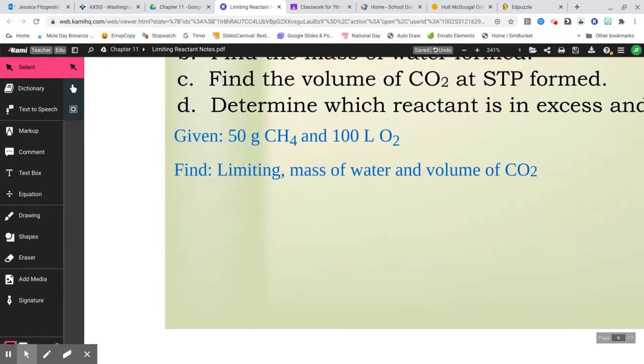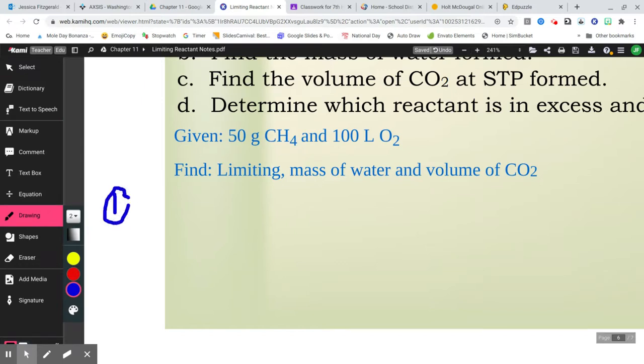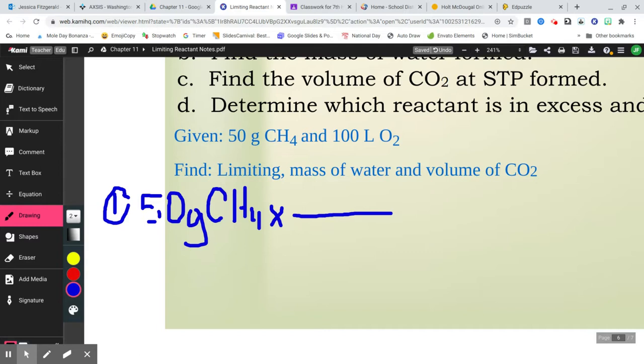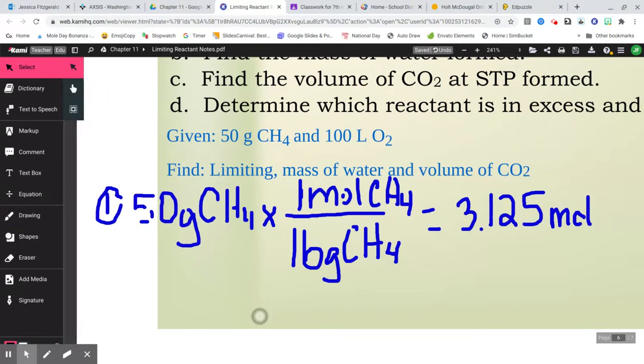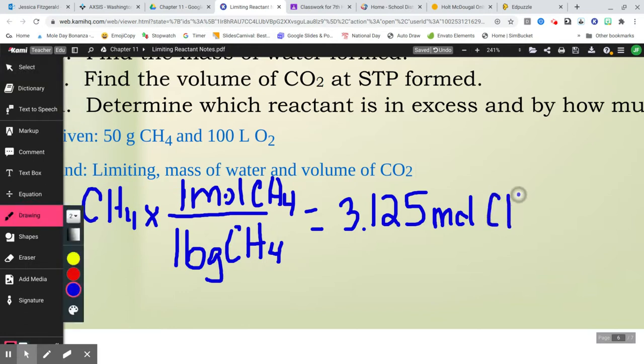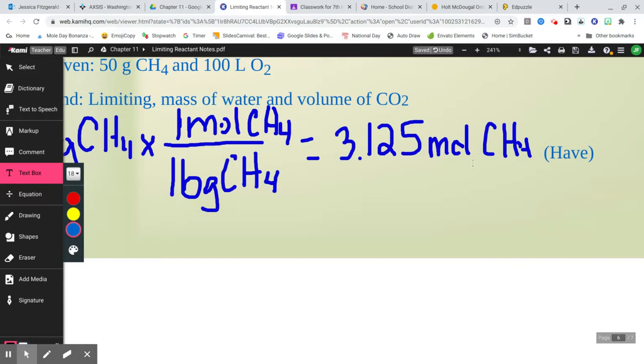Okay, so to do this, we're going to convert our 50 grams of our CH4 over to moles. I'm going to use my periodic table to find the mass of methane, which is 16 grams. And this is going to be 1 mole because the substances are the same. So I'm going to end up with 3.125 moles of my methane. And I'm going to label this as what I have. So this is how many moles that I have of methane.